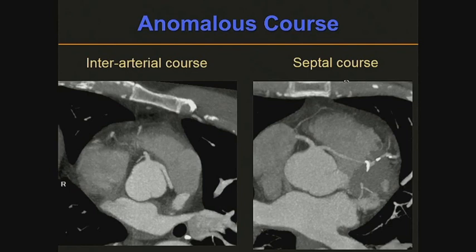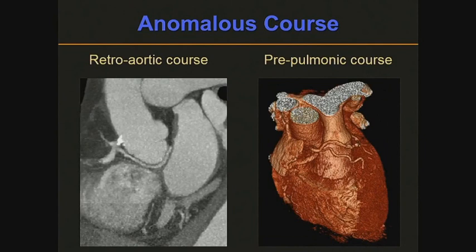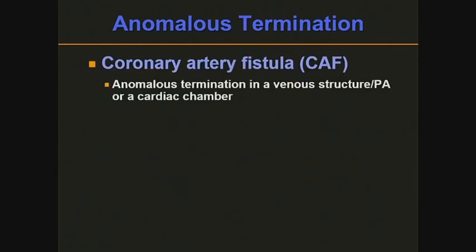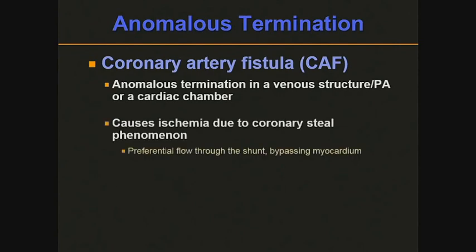Here's an example of an intra-arterial course as opposed to a septal variant. It originates a little bit lower and goes into the myocardium, coming out later. The retroaortic course goes between the aortic root and the atria, as opposed to the pre-pulmonic course, which goes anterior to the pulmonary artery and right ventricle outflow tract. The last type is coronary termination abnormality or coronary fistula, where it could terminate into a venous structure, a pulmonary artery, or even a cardiac chamber.